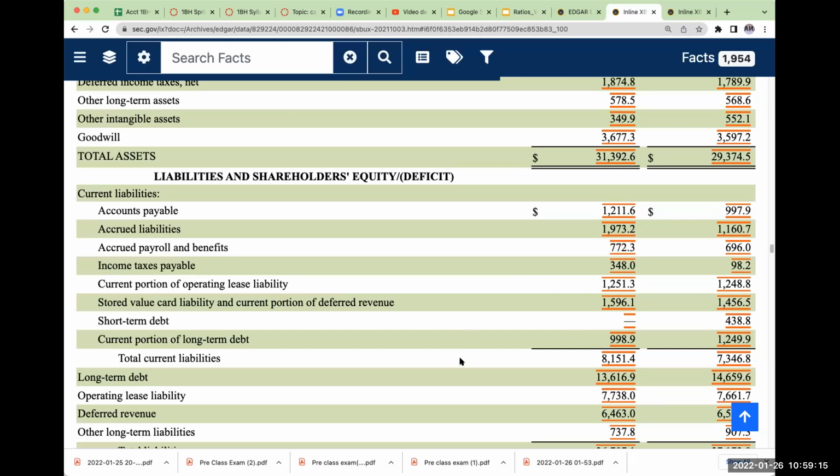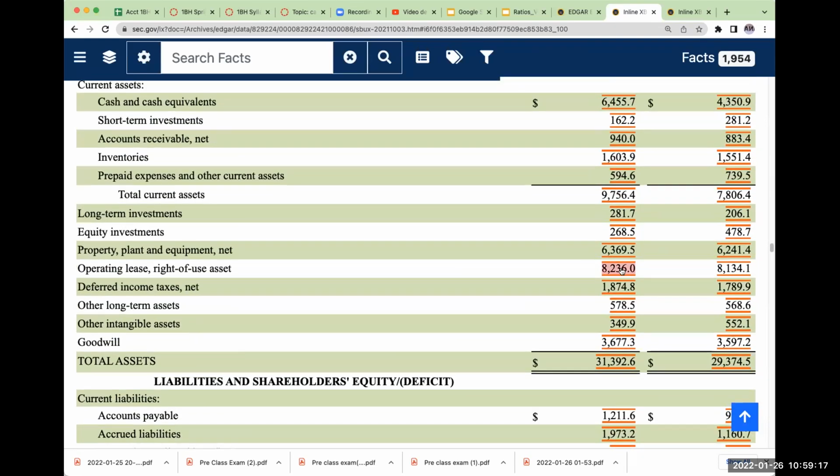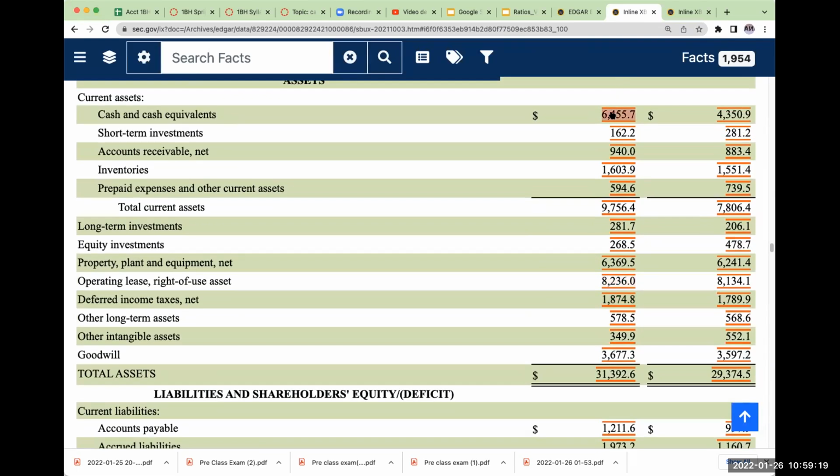So when you see this, is this an asset? Well, cash is an asset. I know that I've got 6.4 billion of cash. That's not really the question. What is an asset? It gives us future economic benefit. When you get to property, plant, and equipment, yeah, I could turn around and sell it. But with the operating lease right-of-use asset, I just have the right to use some space.